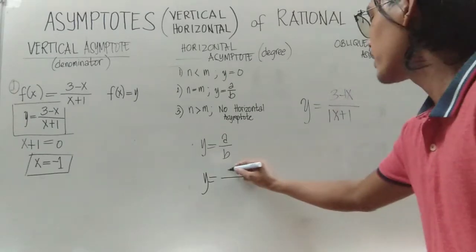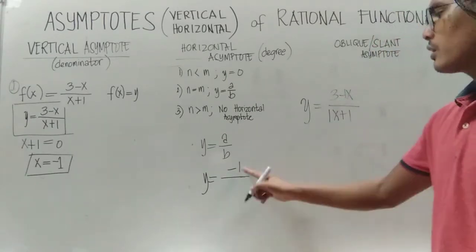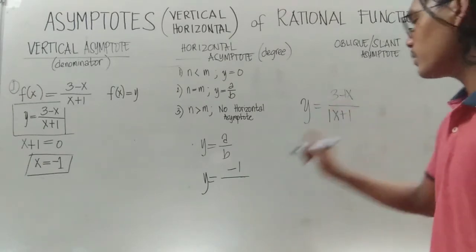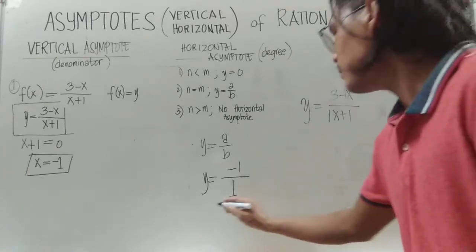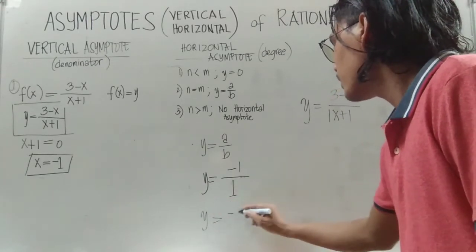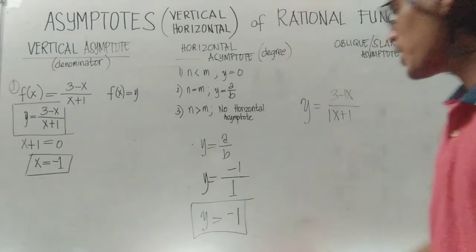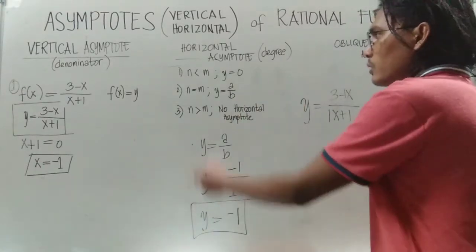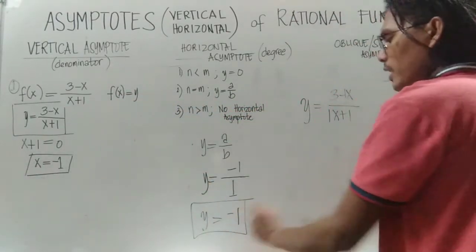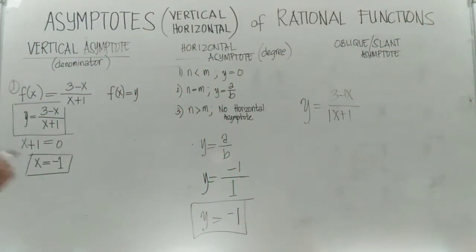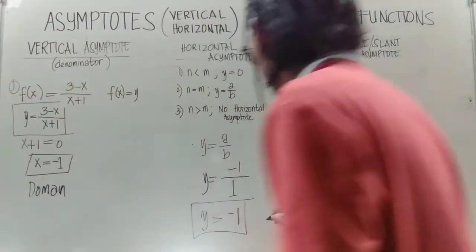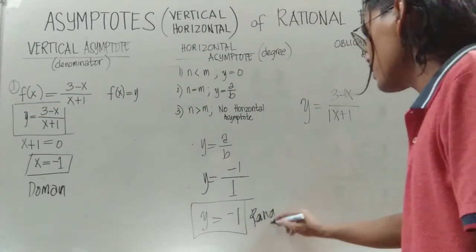So the leading coefficient of your numerator is -1. The leading coefficient of your denominator is +1. So we have y equal to -1. So the equation of the line of your horizontal asymptote with the given function is y equal to -1. If you notice, your vertical asymptote has some connection with your domain, and your horizontal asymptote has some connection with your range.